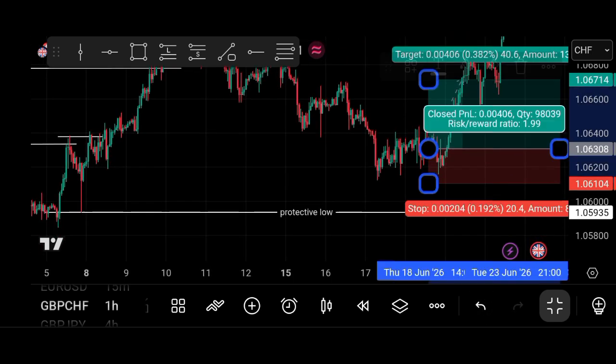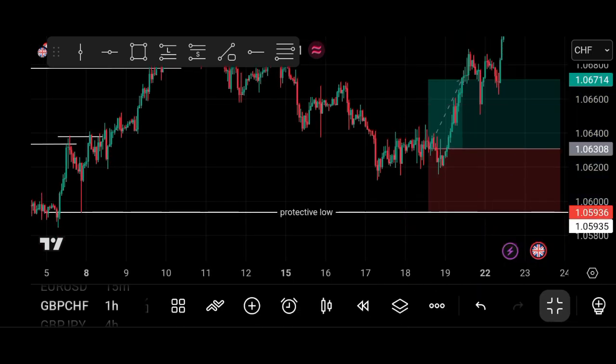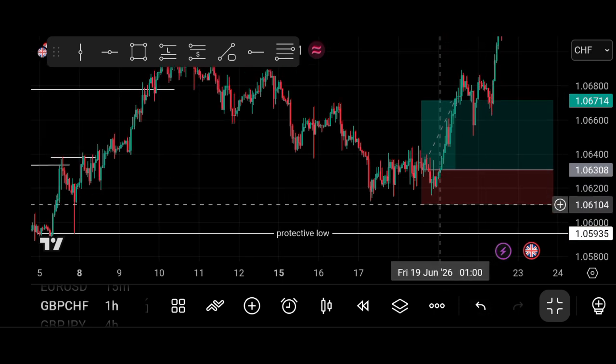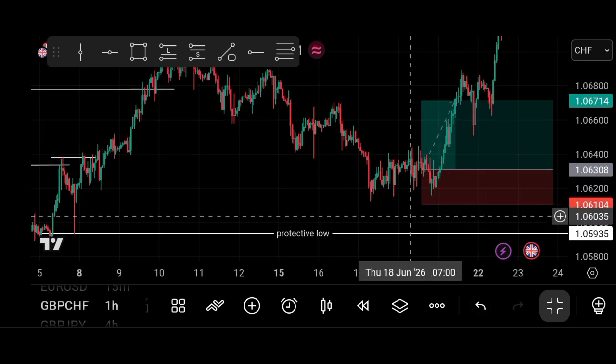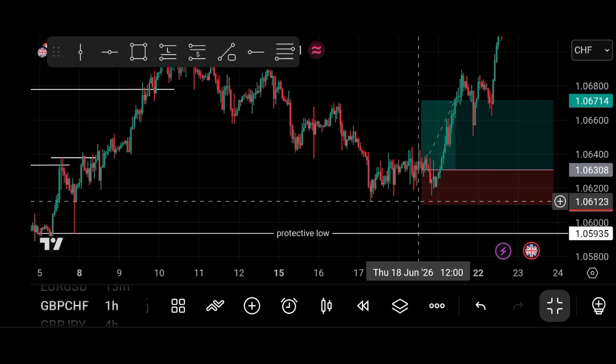My stop loss was initially here at my protective low. I had to adjust it as price was moving. I adjusted it to here, so that worst case scenario, this would have been my last stop loss, and my stop loss was cut in half in the worst case scenario.